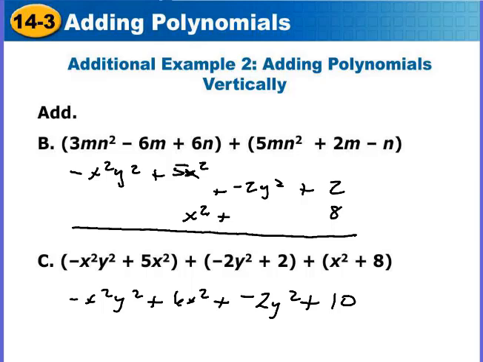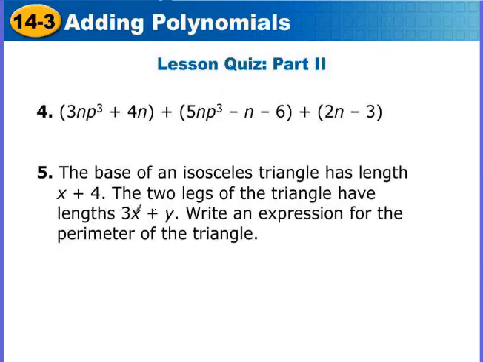Now there is one last problem I want to look at real quick before we end this video, and it is this one right here. Sometimes we have this as an application. It says the base of an isosceles triangle. Now isosceles, immediately you should be thinking two sides alike in a triangle. The base of an isosceles triangle has a length of x plus 4. The two legs of the triangle have lengths 3x plus y. So this one is 3x plus y, and this one is 3x plus y.